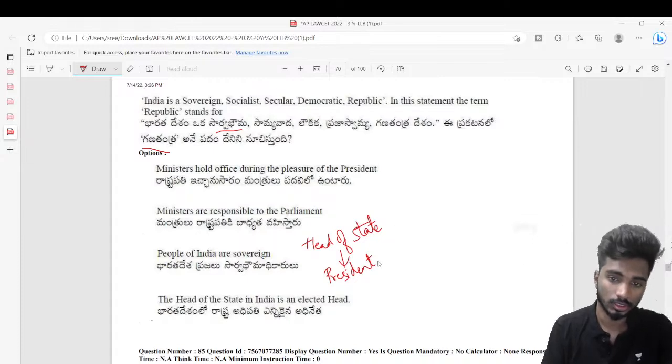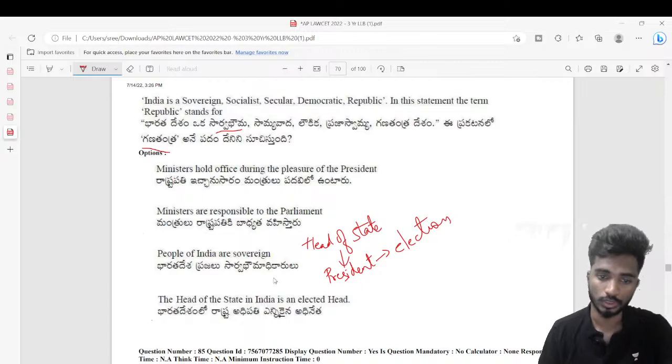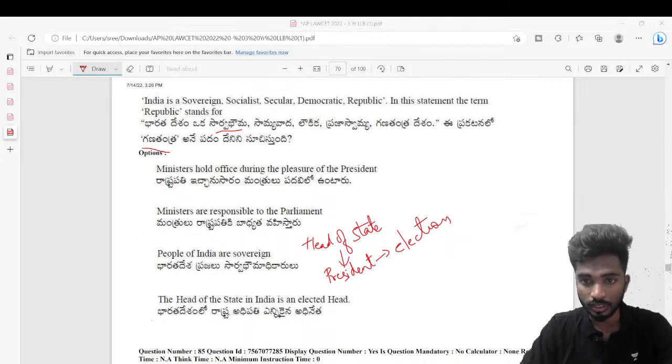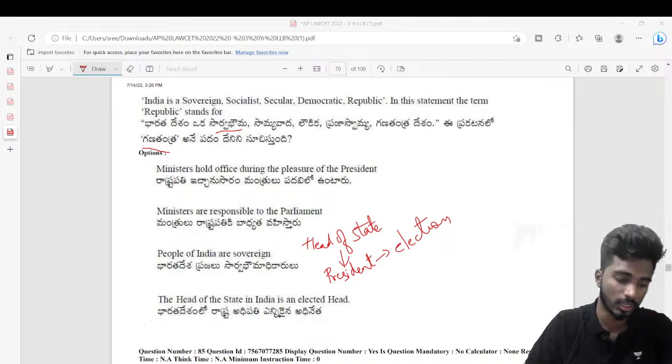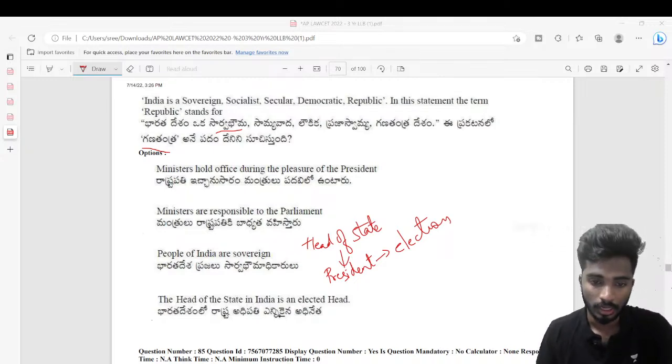What is the answer, guys? So there is an election for the president position, right? There is an election which happens through a secret ballot, proportional representation by means of single transferable vote. There is an electoral college. In the electoral college there are elected members of parliament and elected members of state legislative assemblies who will take part in the election. So that is the meaning of republic.